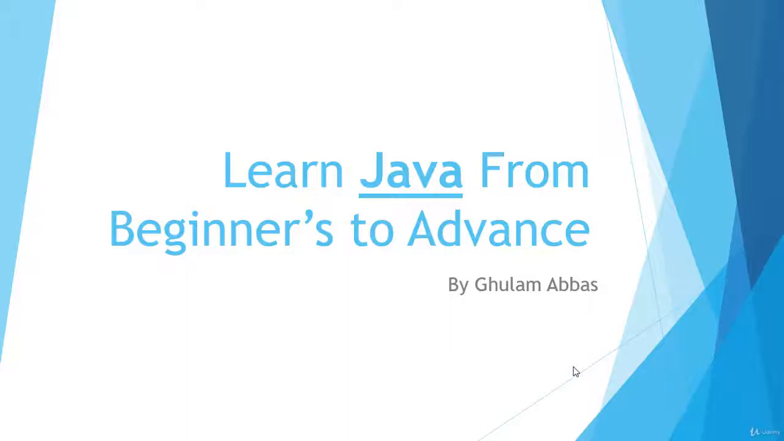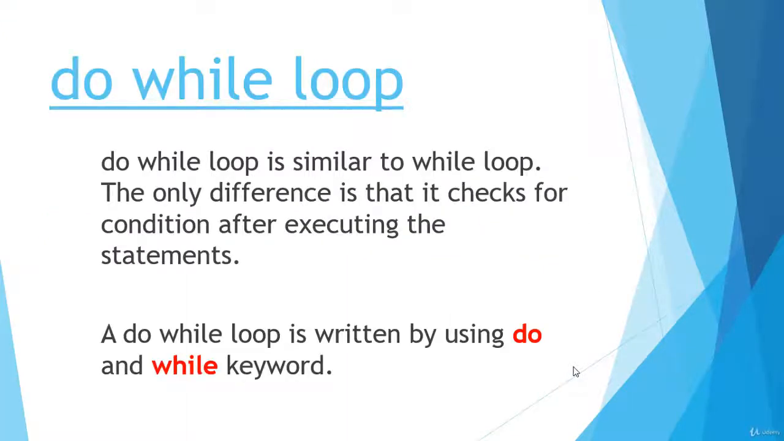Today in this video we are going to discuss the do-while loop. A do-while loop is similar to the while loop. The only difference is that it checks the condition after executing the statement. A do-while loop is written using the do and while keywords. This means that this loop is going to execute at least one time, and then it checks whether the condition is true or false.